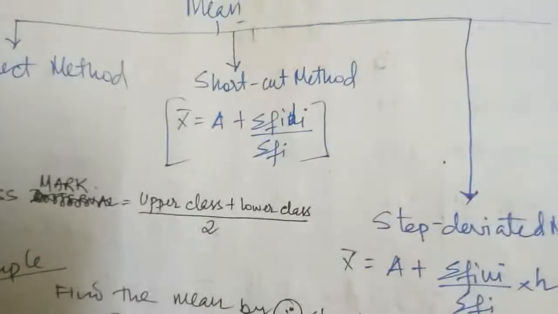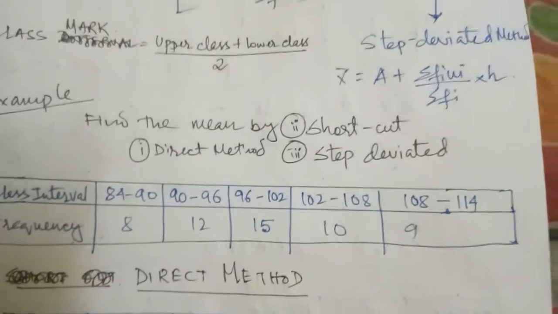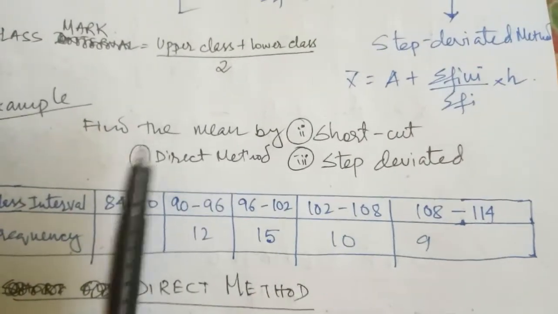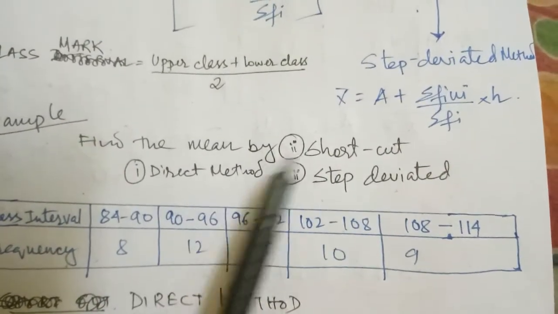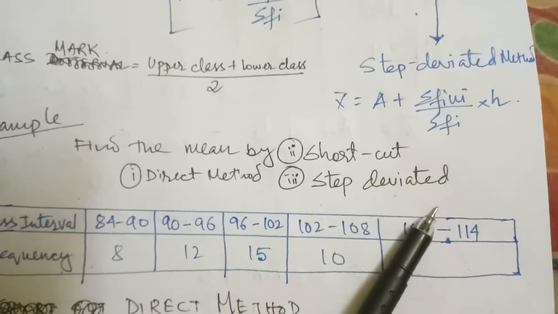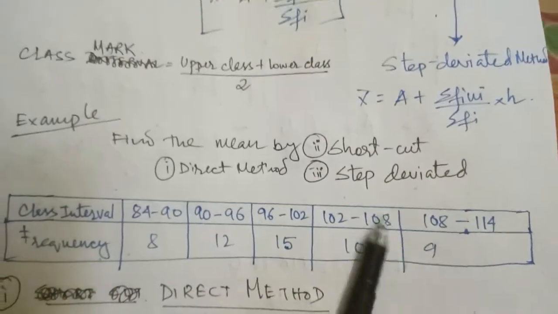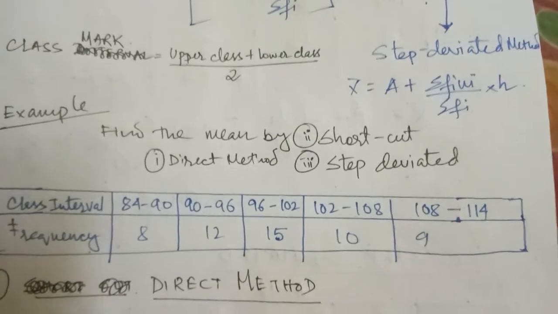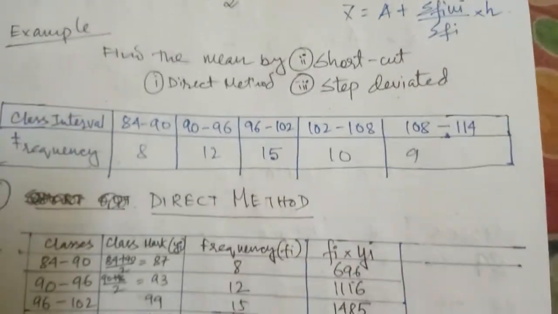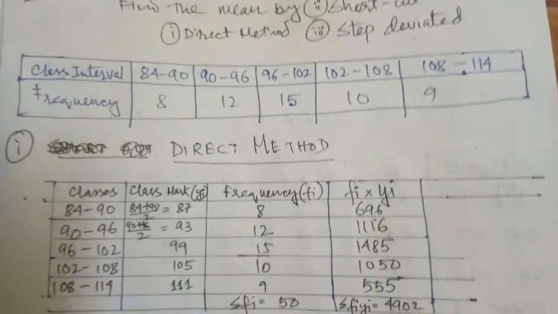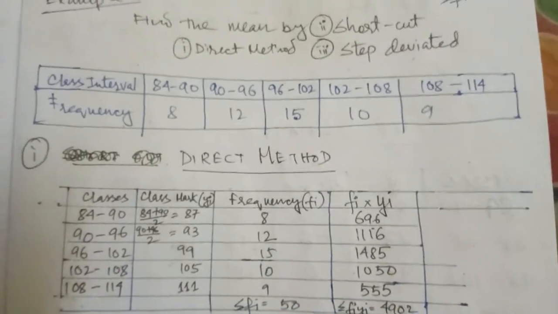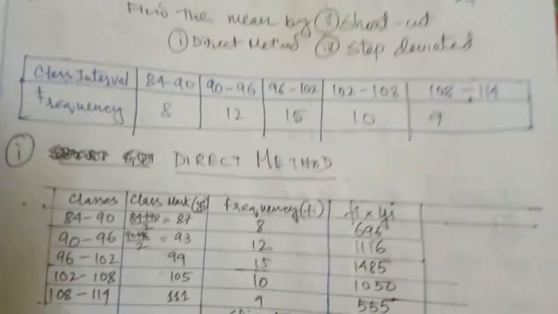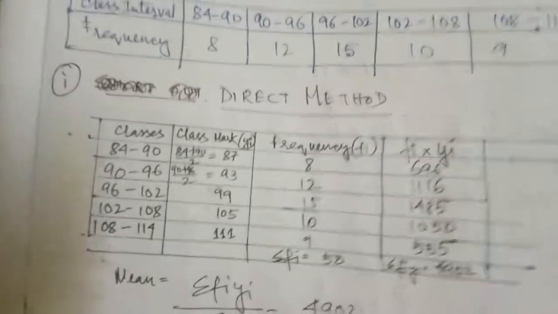Now I have written one example, one question: find the mean by the direct method, shortcut method and step deviation method. The question will be given like this, with a table. Now in the heading I have written direct method. The direct method is nothing but what is given, you just multiply and find the sum.